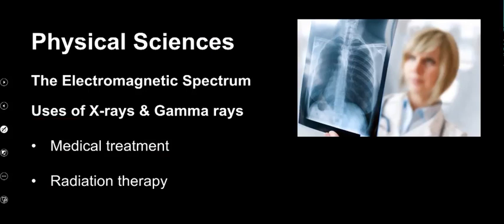Well, as we said already, there are many uses for X-rays and gamma rays, but most of these uses lie in medical treatments and radiation therapy, where we use the high energy of the X-rays or the gamma rays to destroy cells that may be dangerous to the body, or alternatively, we use the X-rays to look inside us, like you can see in the image on the right, to have a look at the internal structure of the body and see if there's anything wrong.